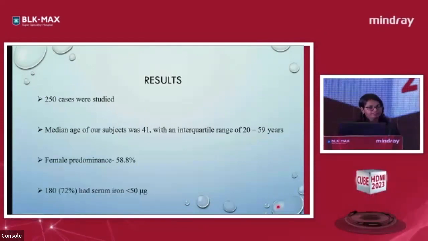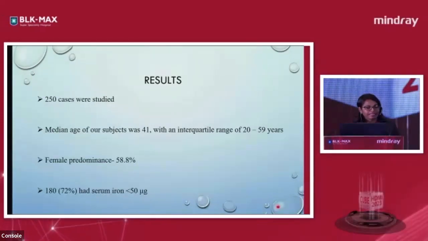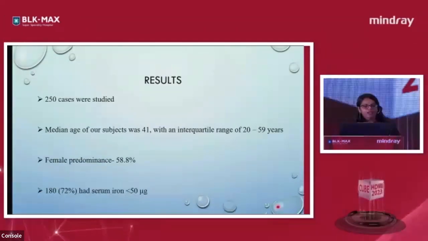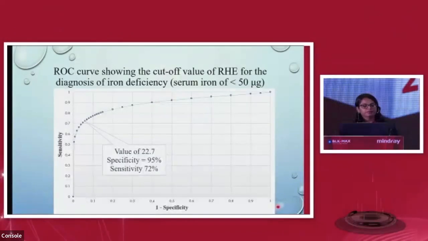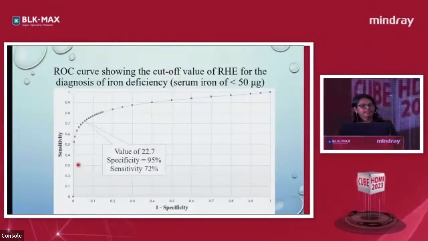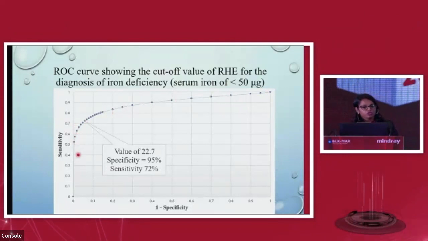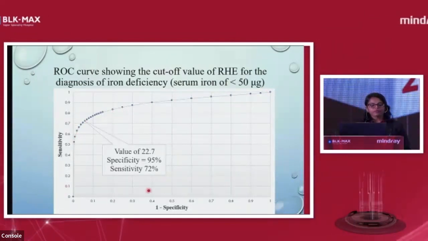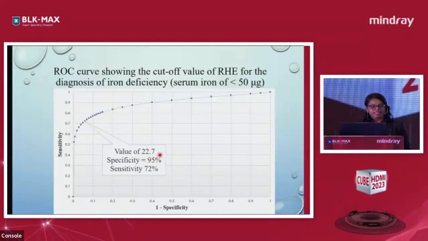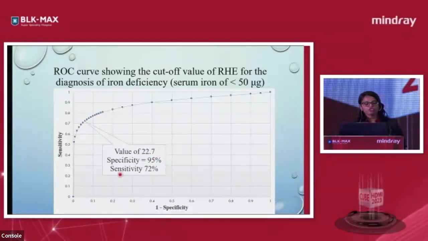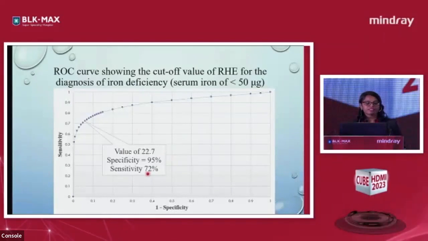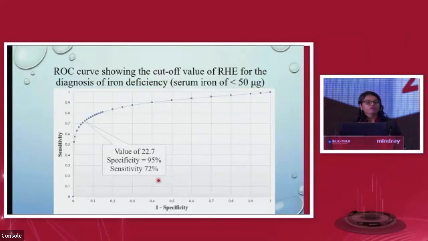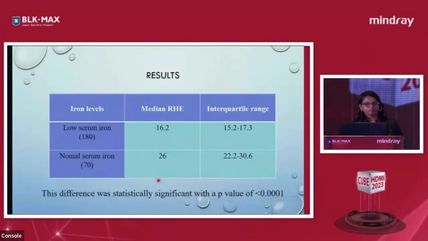Of these 250 cases, 180 cases had a serum iron of less than 50 micrograms, which fulfilled the criteria that we have set. As we can see here, an ROC curve was plotted to obtain the cutoff value of RHE for the diagnosis of iron deficiency. A value of 22.7 was obtained, which had a specificity of 95% and a sensitivity of 72% for the diagnosis of iron deficiency.